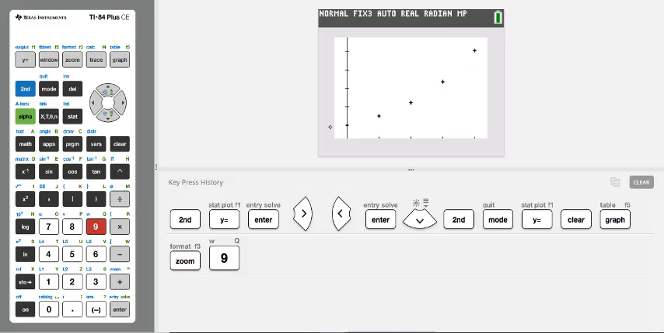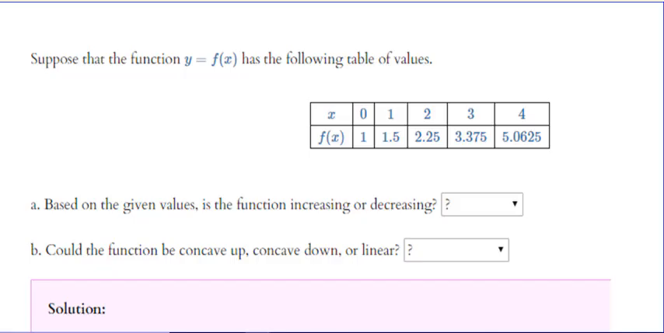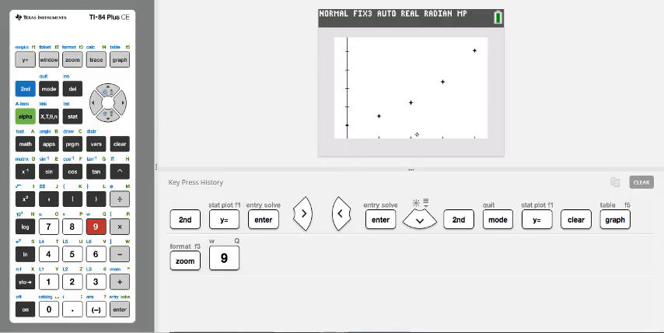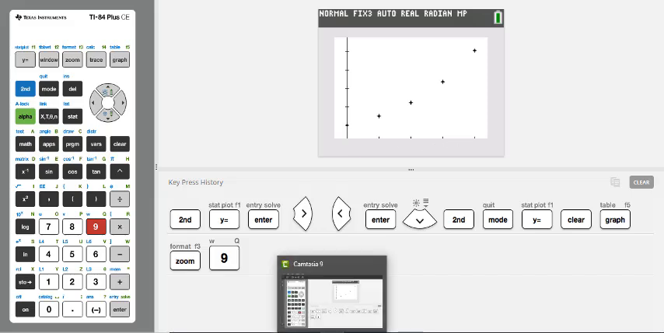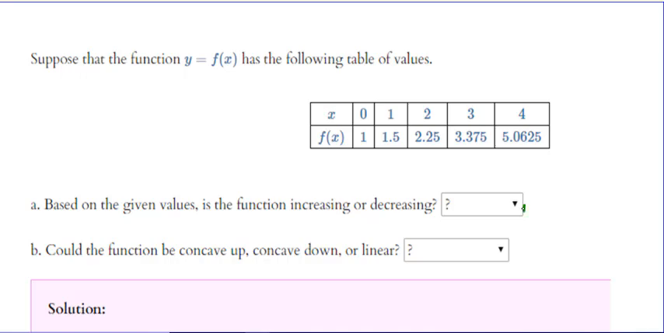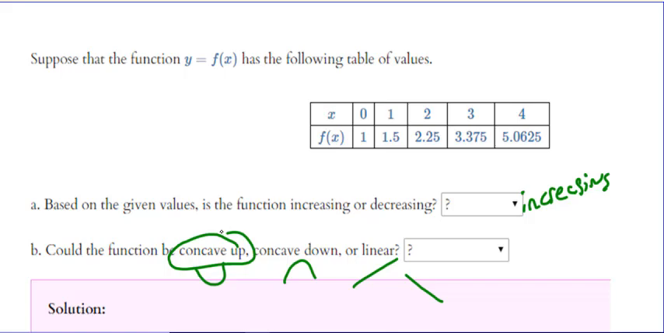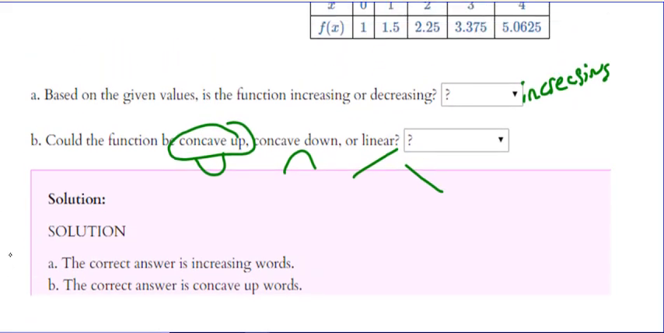So if you look at this, it doesn't appear to be linear. It does appear to be concave up, right? And second, is it increasing or decreasing? Well, as X goes right, the function goes up, so it's increasing. Concave up, concave down: concave up would look like this, concave down would look like that, and linear would look like either that or that. So it is concave up. Okay, check that. Yeah, there you go.